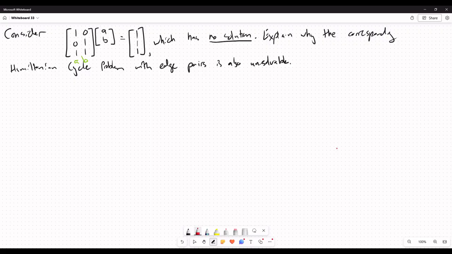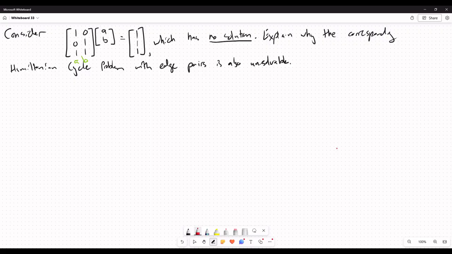We've already shown that if you can find a Hamiltonian cycle, it's easy to translate that to a solution to your 0-1 equation. We need to show that the other thing also works. And we'll start with this example. Let's convince ourselves that the 0-1 equation doesn't have a solution.